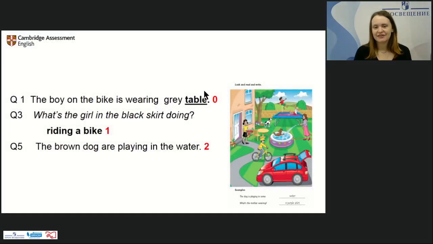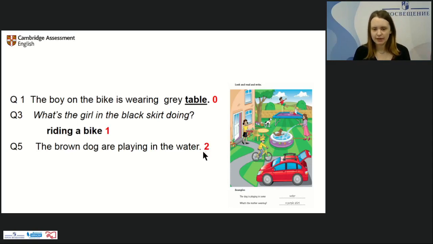So there's no gray table and the person can't wear a gray table, so it's not a correct or accurate representation of the picture. It's a 0. For number 3, you might ask, why? The girl in the black skirt doing? Riding a bike. Is she really riding a bike? No. But there's a person riding a bike. So it's not the correct answer, but it's an accurate representation of the picture.